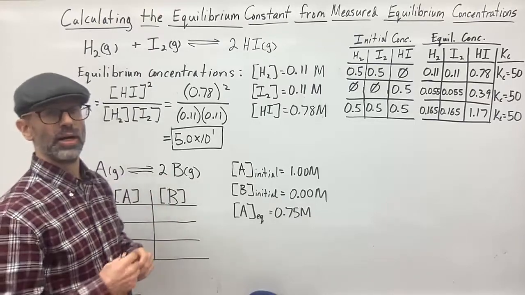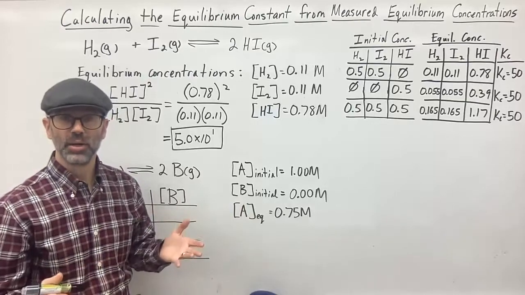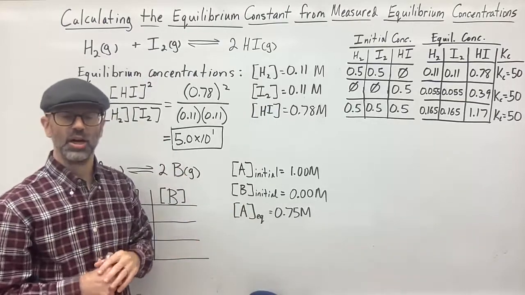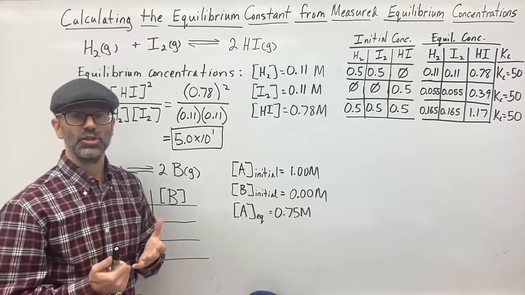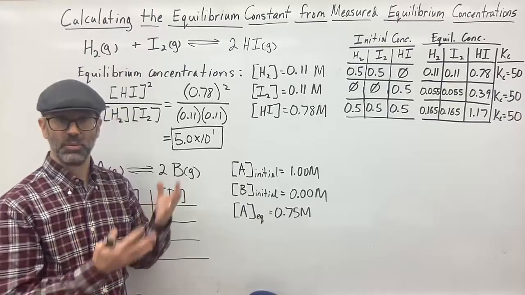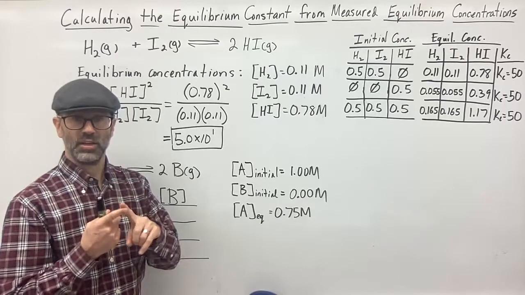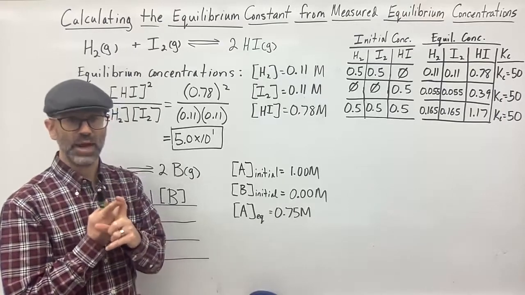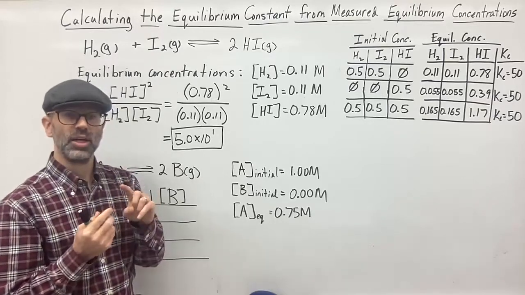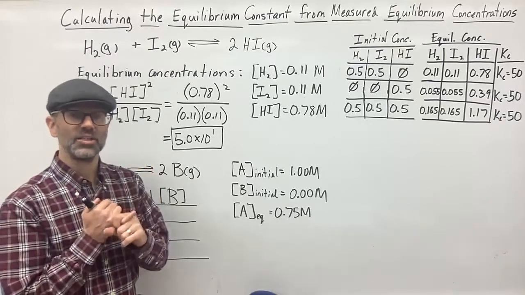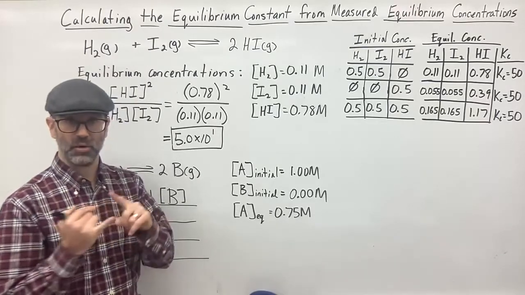So what if, instead of giving you all of the equilibrium concentrations so you just plug and chug, they don't give you all of them? In order to solve this problem and find the K expression, you need the initial concentrations of your reactants, and you need at least one equilibrium concentration of either a reactant or a product.